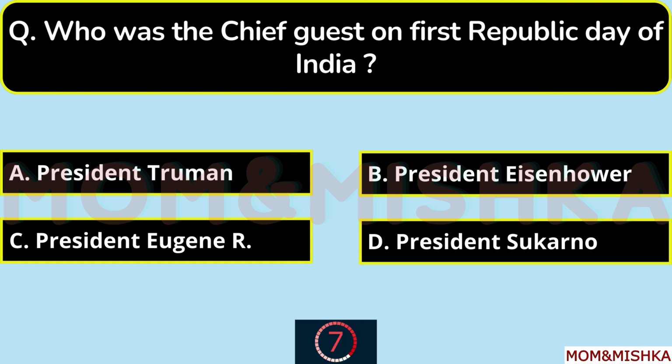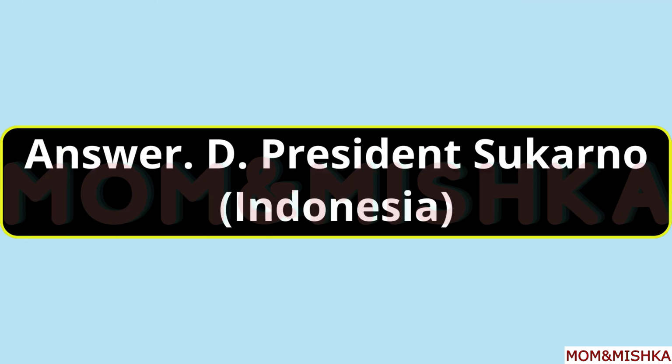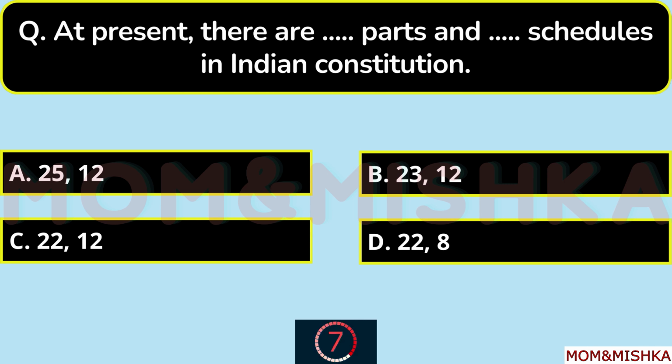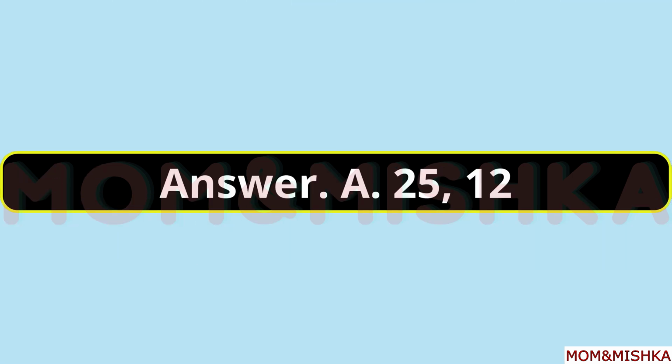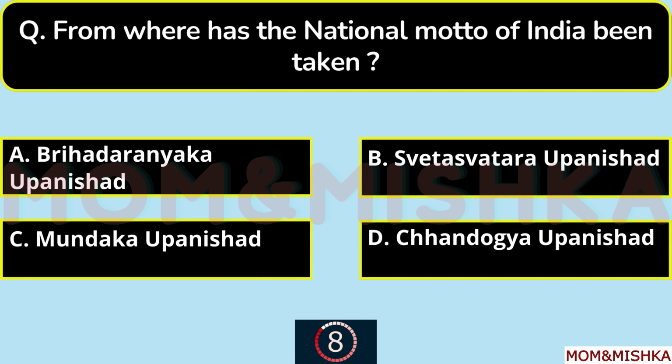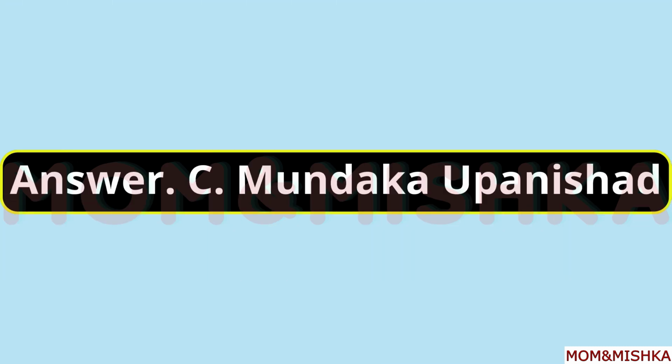Who was the chief guest on First Republic Day of India? President Sukarno of Indonesia. Option D. At present, there are blank parts and blank schedules in the Indian Constitution. 25 parts and 12 schedules. Option A. From where has the national motto of India been taken? It's Mundaka Upanishad. Option C.